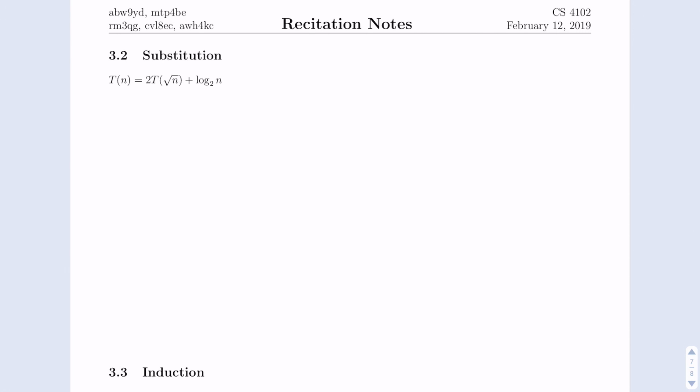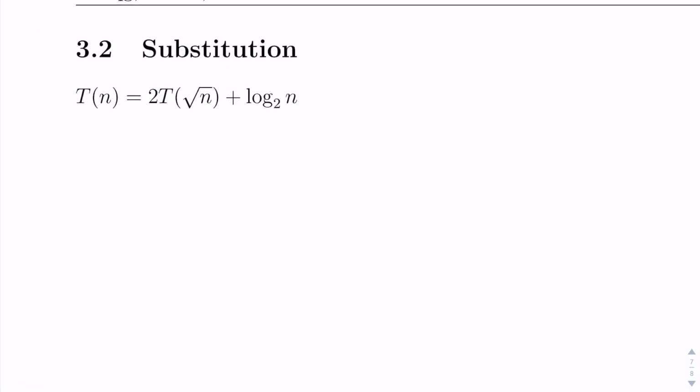Okay, so we just talked for a while about the master method, but there are other ways of looking at recurrences and figuring out their runtimes. And one of those ways is substitution. So I have here a problem that requires substitution. I'm just going to go through solving it. Okay?